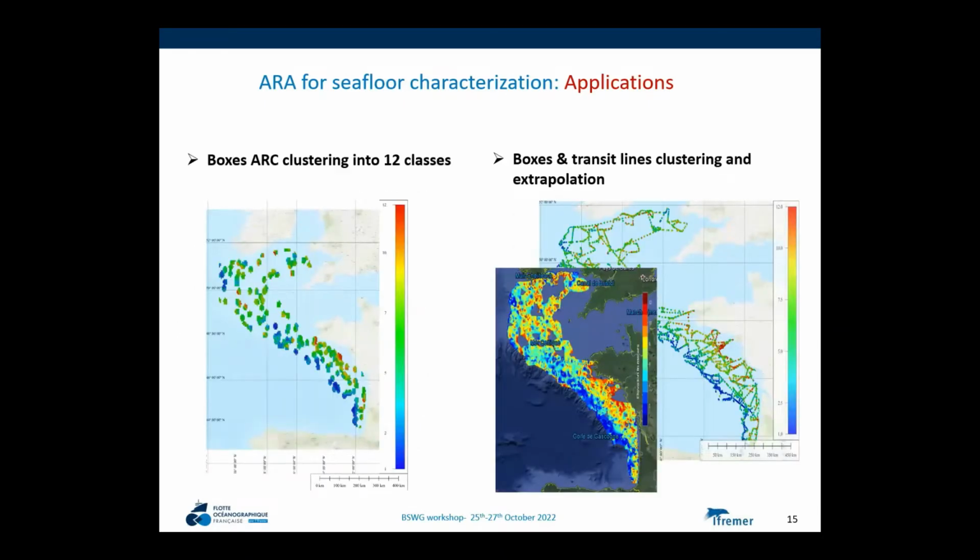Here is an example of the processing, also shown by Xavier. So we have all the boxes from the campaign, and we have a lot of transits during the campaign on board the ship. They also log the transits between boxes, so we can use them automatically to get this kind of backscatter clustering.